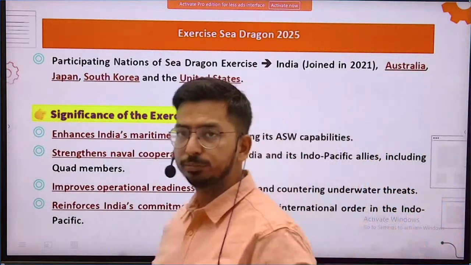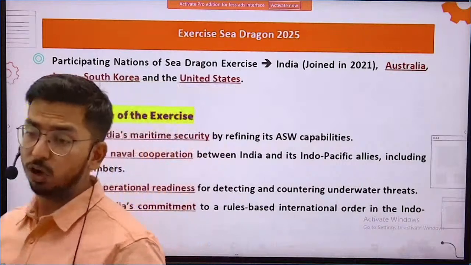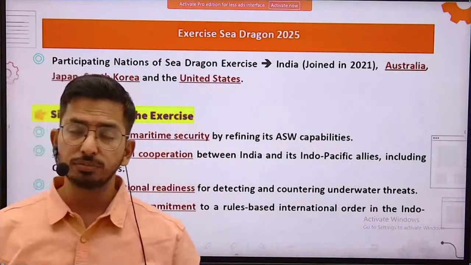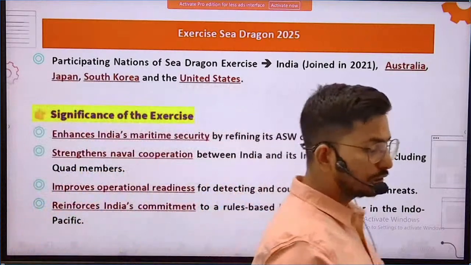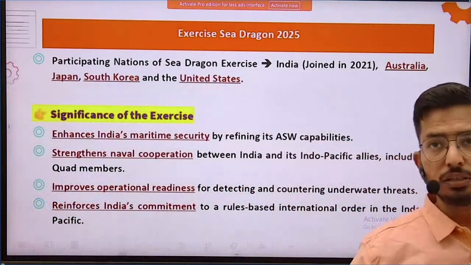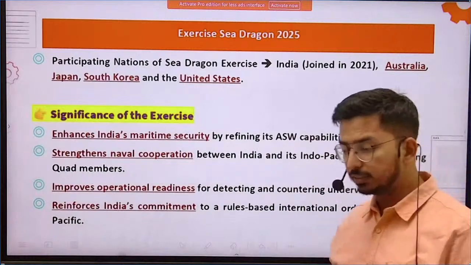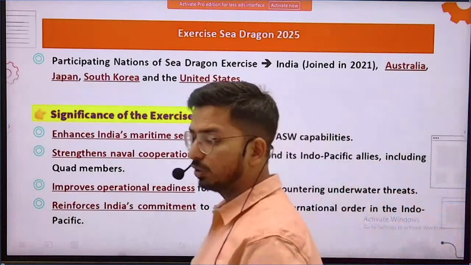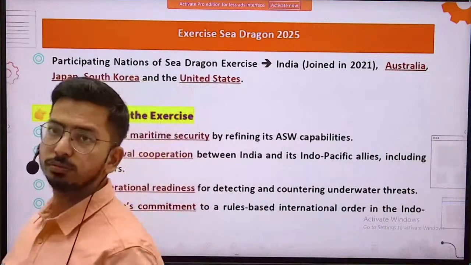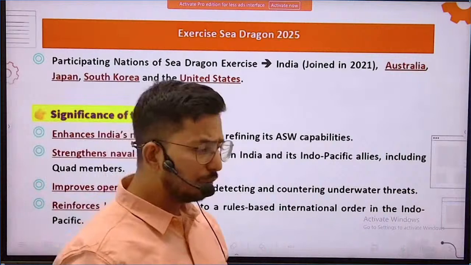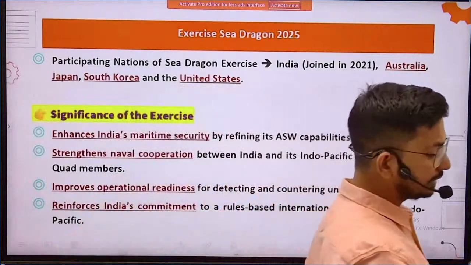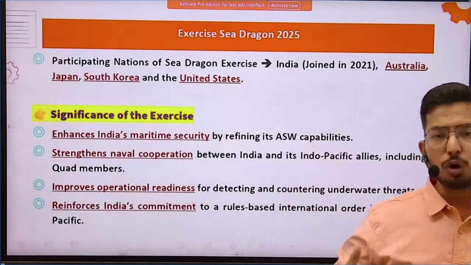So it helps in dealing with the upcoming challenges. It helps increase your security, and it enhances the security capabilities of your armed forces. Apart from that, these kinds of drills or exercises help build cooperation.